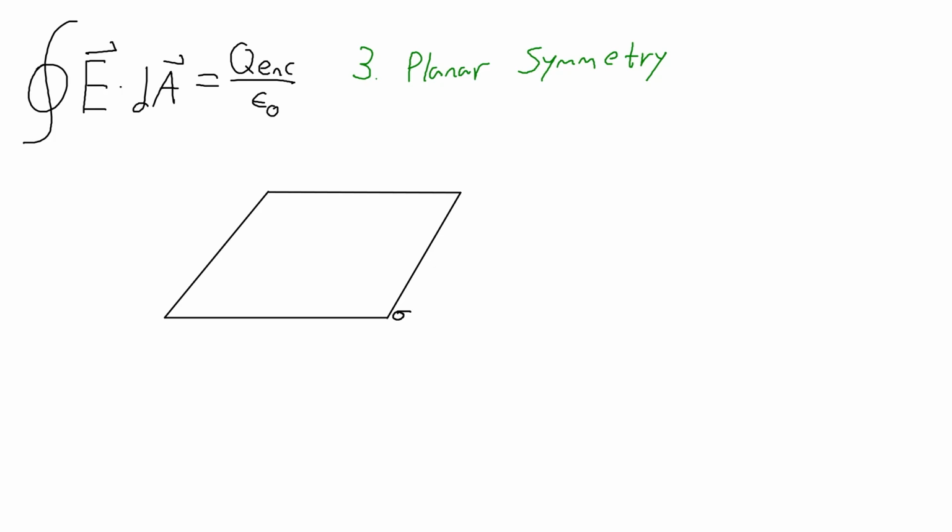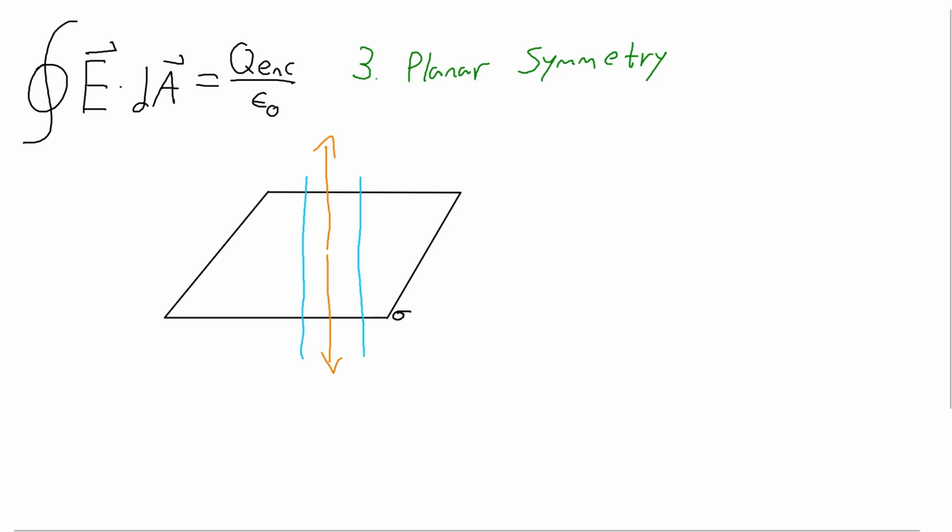The third pattern is planar symmetry, which is an infinite sheet of charge. And in the case of this infinite sheet, the electric field is going to point perpendicular upwards or perpendicular downwards because there's no preferred direction along the surface. The Gaussian surface for this situation is what's called a pillbox.